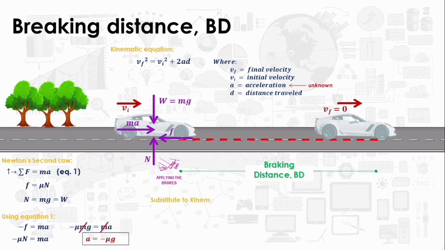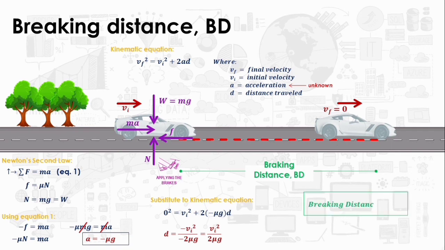Substitute a into the kinematic equation, where final velocity equals 0. We will obtain 0 squared equals Vi squared plus 2 times negative mu g times d. Now we can write the equation for d as negative Vi squared divided by negative 2 mu g, or simply Vi squared divided by 2 mu g. Therefore, braking distance equals Vi squared divided by 2 mu g, where Vi is the initial velocity in meters per second, mu is the coefficient of friction, and g is the gravitational acceleration, which is 9.81 meters per second squared.